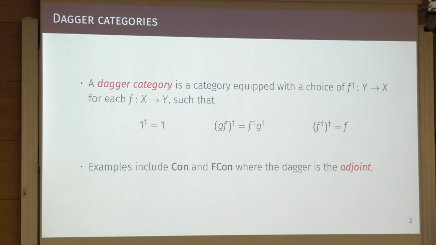The point in this talk is that both Con and FCon are dagger categories, where the dagger is the adjoint of the bounded linear maps. The adjoint operation is a generalization of the conjugate transpose operation on matrices, if you think about finite-dimensional Hilbert spaces.